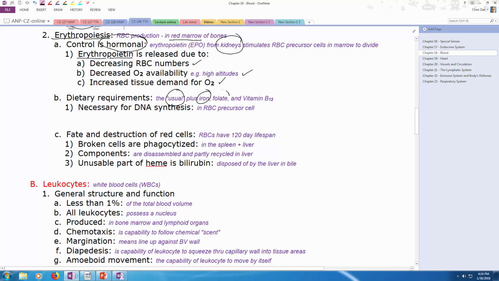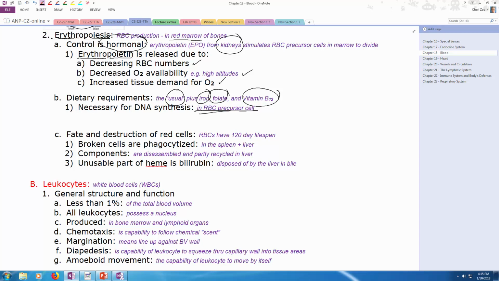We need folate, which is a B vitamin. And in addition to that B vitamin, we need another vitamin called vitamin B12. Cyanocobalamin is the name for vitamin B12, but it's easier to say B12. So vitamin B12, folate, and iron are all necessary for normal DNA synthesis of the precursor cell. The precursor cell, remember, has a nucleus, and that's why it says necessary for DNA synthesis in the precursor cell.